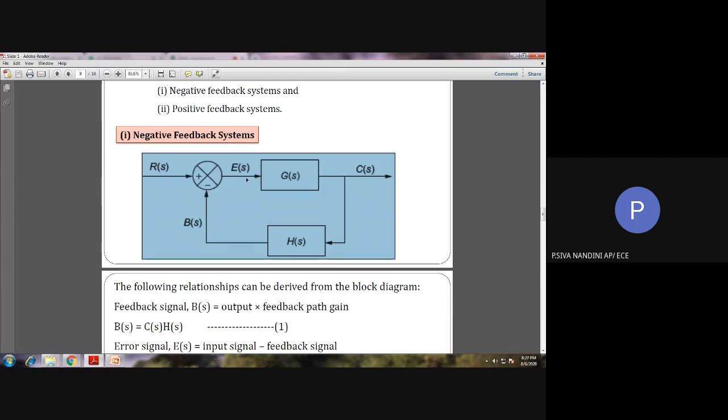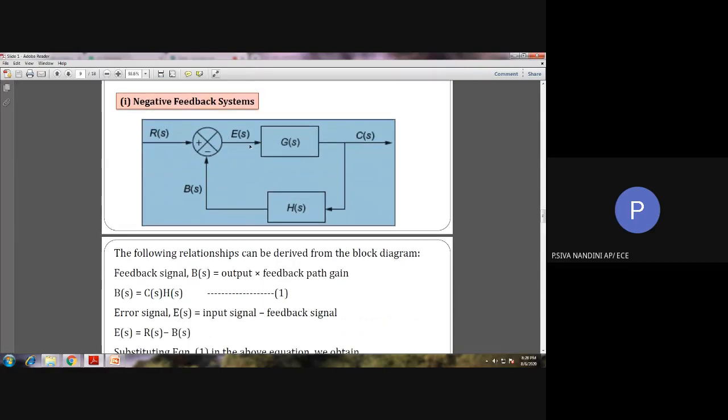This E of S is the error signal. It is provided to this closed loop system for providing accuracy in the result. So only this is known as error signal. Here, this error signal E of S is the output of this summing point. So E of S can be said as R of S minus B of S, or E of S is equal to input signal minus feedback signal. So E of S is equal to R of S minus B of S.